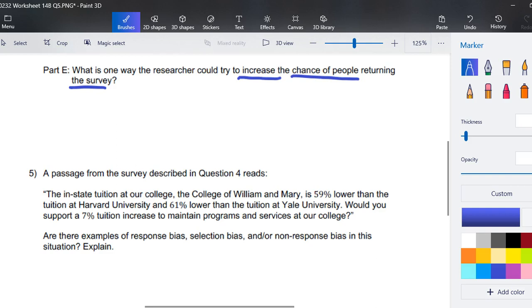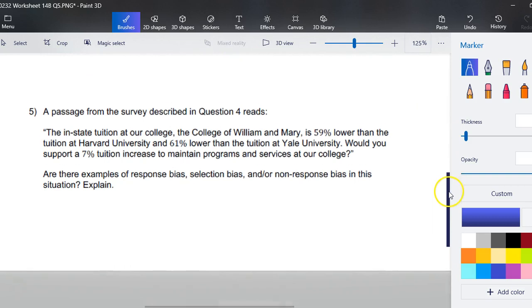If you haven't already completed question 5, please pause here, go work on question 5, and then come back.